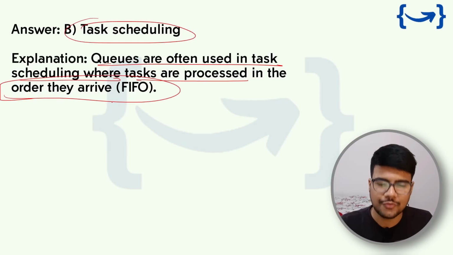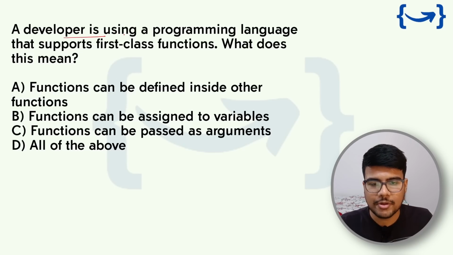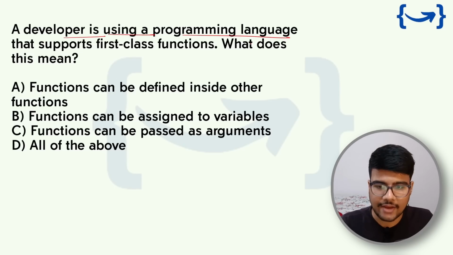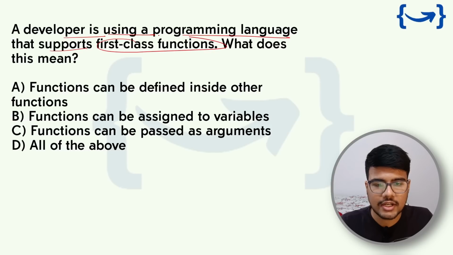Queues are often used for task scheduling when tasks are processed in the order they arrive, in FIFO. Now, a developer is using a programming language that supports first class functions.